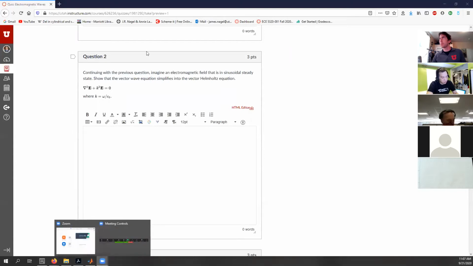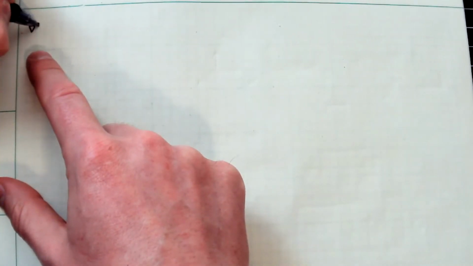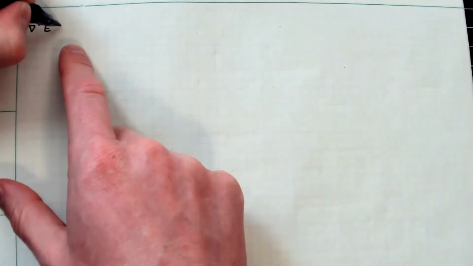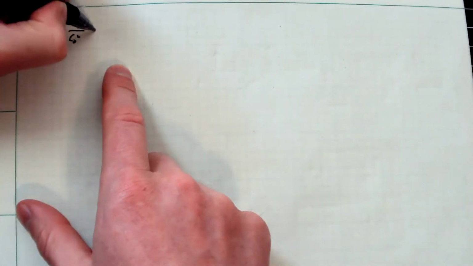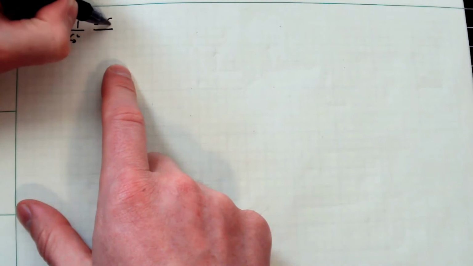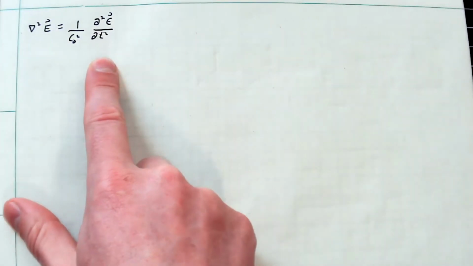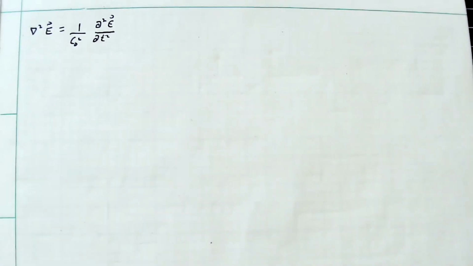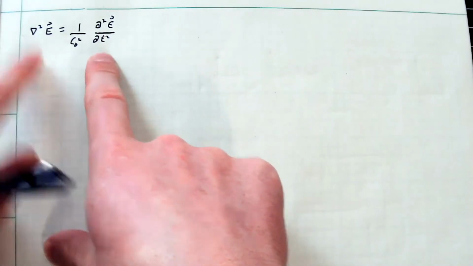So where am I going to stop sharing? Okay. So question number 2, it basically just says, here is my wave equation. Del squared E is equal to 1 over c naught squared times the partial squared of E with respect to t squared. So that is our wave equation that we just proved in the time domain. Next question is, what happens when we do sinusoidal steady state?